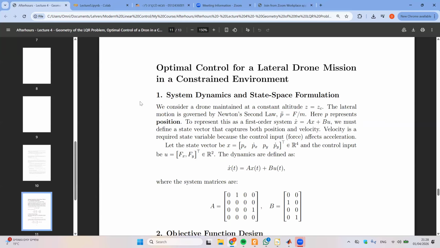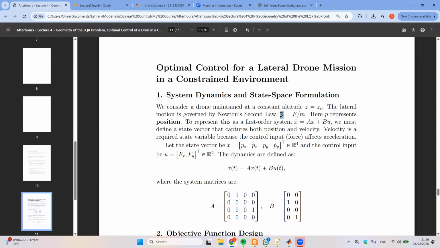Okay, so I want to have an example. Consider a drone which is maintained at some constant altitude, so it's somewhere in space, and let's assume it's inside a building, and our goal is to make the drone go down a narrow hallway. So first of all, the motion is governed by Newton's second law, so F equals ma. So if p is the position, F equals ma is like p double dot equals F over m.